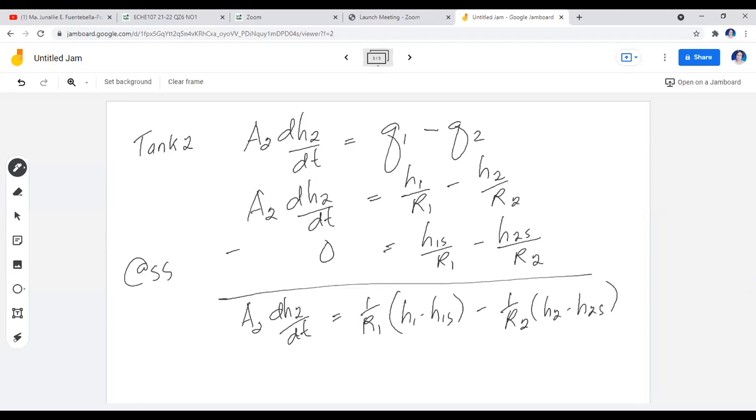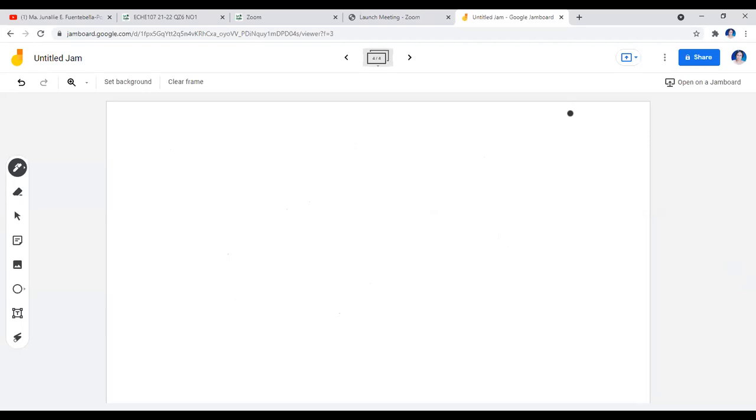Again, in deviation variables, I'd like to have here A2 dH2/dt equal to 1 over R1 times capital H sub 1 minus 1 over R2 times capital H sub 2. Then I'm ready to take the Laplace transform because they are in deviation form.